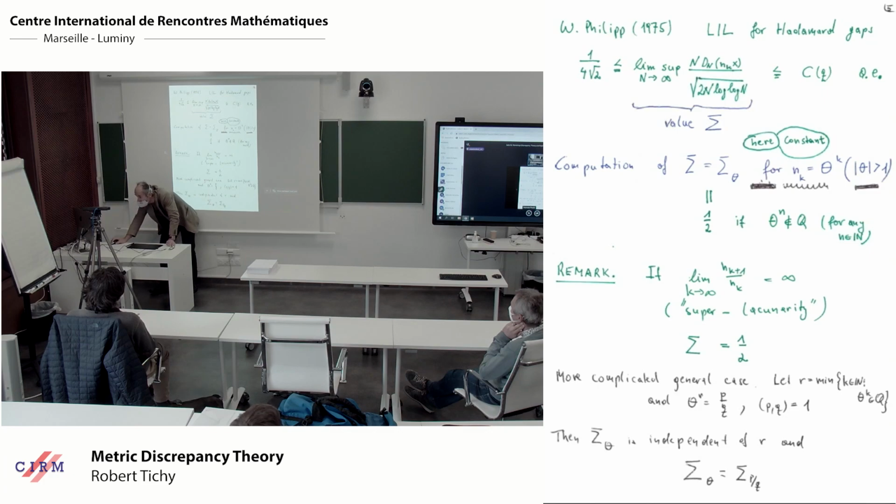And it turns out the easiest case is the case when the growth rate is super exponential. Namely, the limit of the quotients is infinity. This is, of course, a lacunary sequence, but I call that super lacunarity if the limit is infinite. And then it's easy to compute this lim sup. It's 1/2. Easy. It's possible.